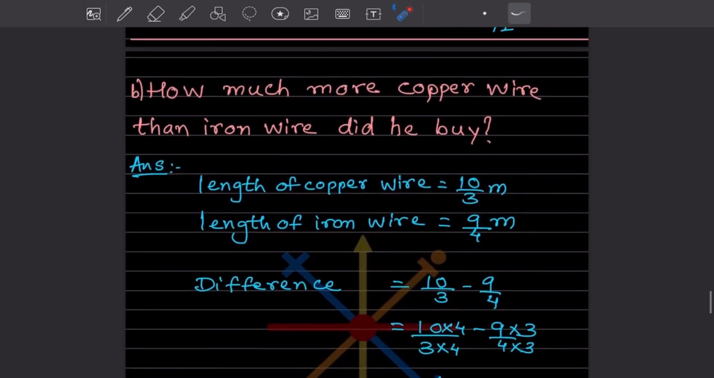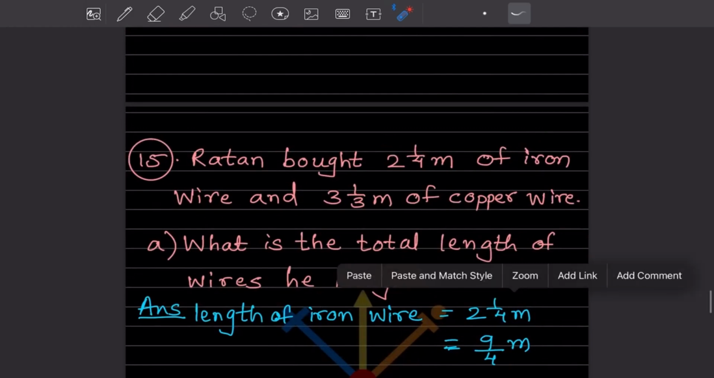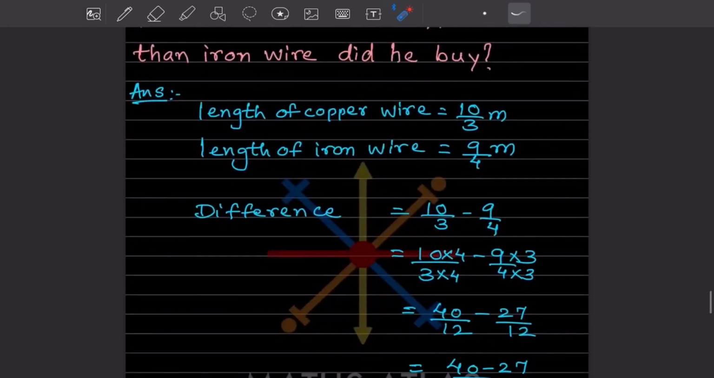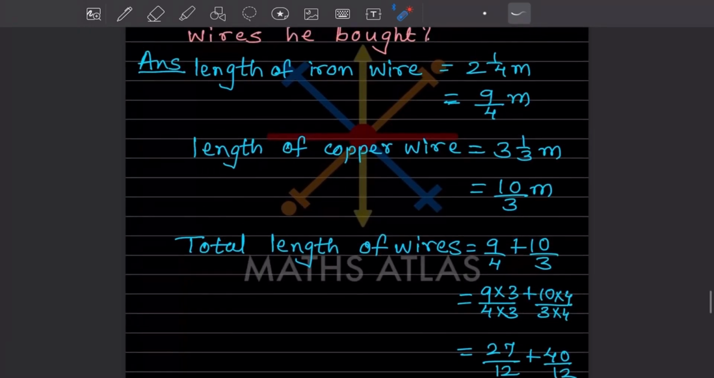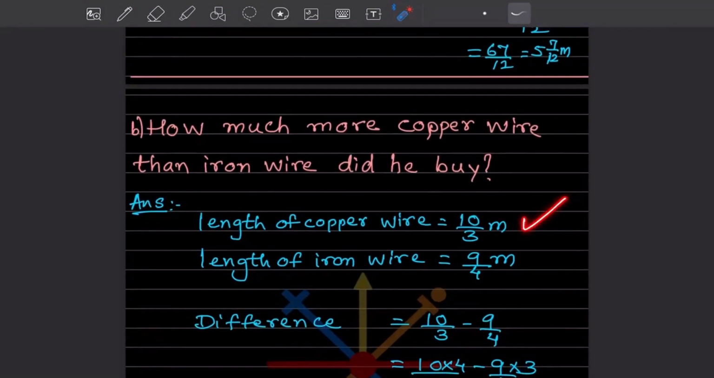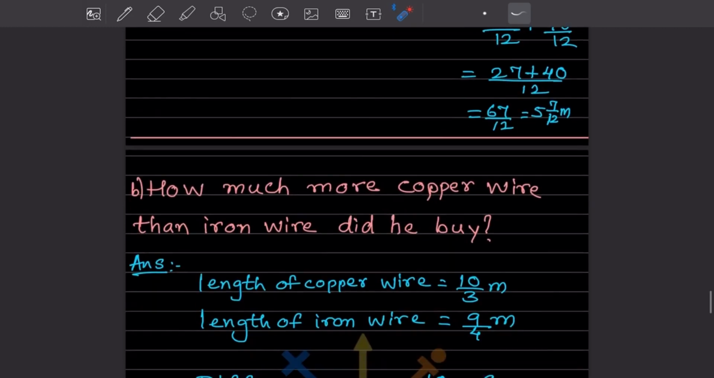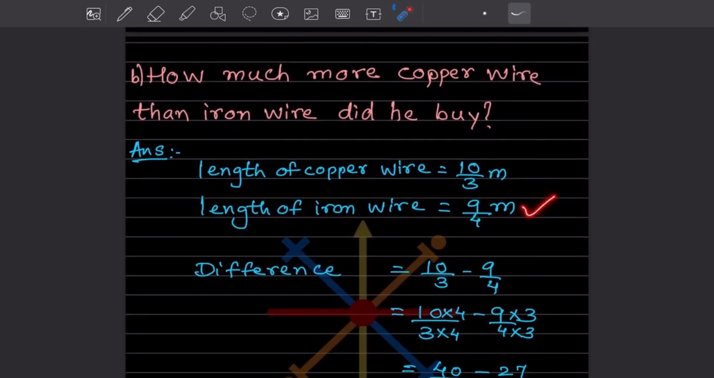So now in the same question they said the B part: how much more copper wire than iron wire did he buy? So the length of copper wire, how much is given here? The length of copper wire is 3 integers 1 by 3. That we have already converted over here, which is 10 by 3 meter. So we are not going to convert it again. The length of iron wire is again given over here, that is 9 by 4 meter. So now, whenever they say how much more copper wire than iron did he buy, it means you have to subtract.